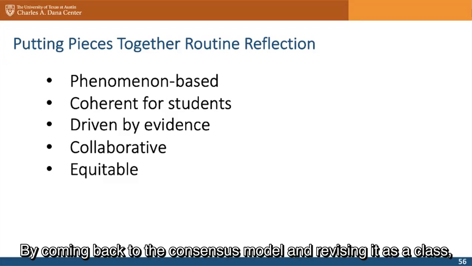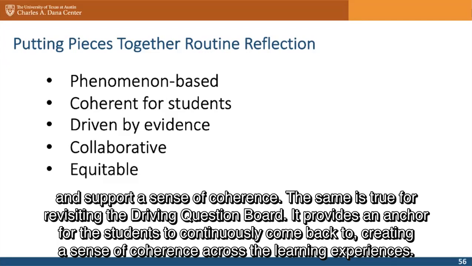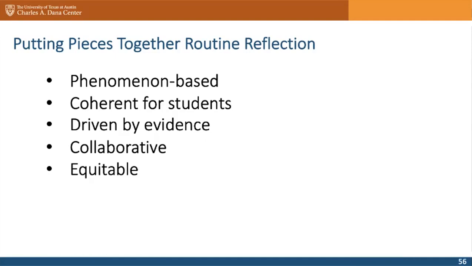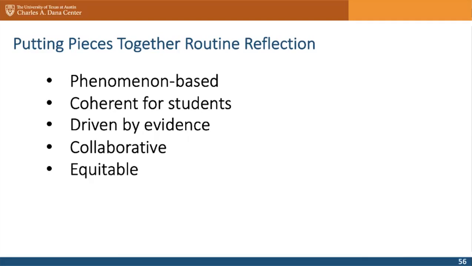By coming back to the consensus model and revising it as a class, students can see how the learning that they've done across lessons has helped them make progress on the anchoring phenomena and support a sense of coherence. The same is true for revisiting the driving question board. It provides an anchor for the students to continuously come back to, creating a sense of coherence across the learning experiences. The driving question board and revisiting of the board also supports the equity of the learning experience.